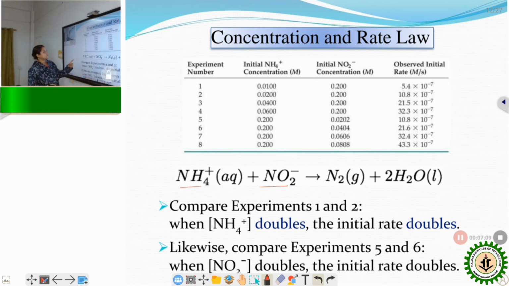So, if we change the concentration of the ammonium ion in two consecutive experiments, in experiment number 1 and 2, the initial concentration of ammonium ion is just doubled, but the concentration of the nitrate ion is kept constant, and we see there is a double increment of the rate of the reaction. Whereas if we change the concentration of the nitrate ion in experiment number 5 and 6, where the ammonium ion concentration remains the same, whereas the nitrate ion concentration is doubled, then again there is a double increment of the rate of the reaction.